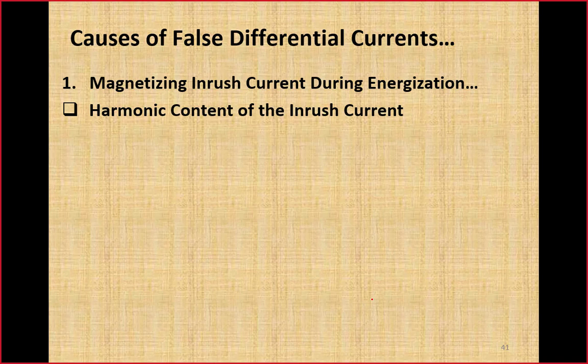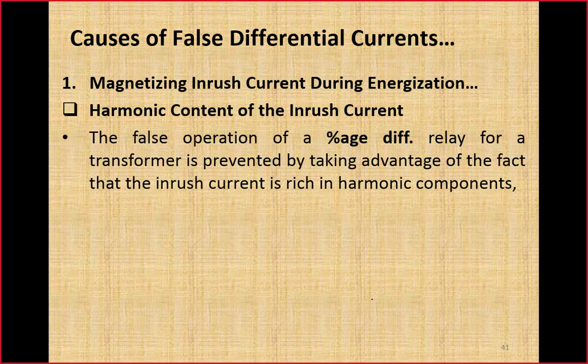Now we will discuss, as we have seen from the shape of this current, that it was not sinusoidal during the positive cycle, or it was not symmetric about the time axis. So due to this deformation of the shape of the current, it definitely has harmonic components. Now we are going to discuss harmonic contents of inrush current. The false operation of the percentage differential relay for a transformer is prevented by taking advantage of the fact that this current is full of harmonics.